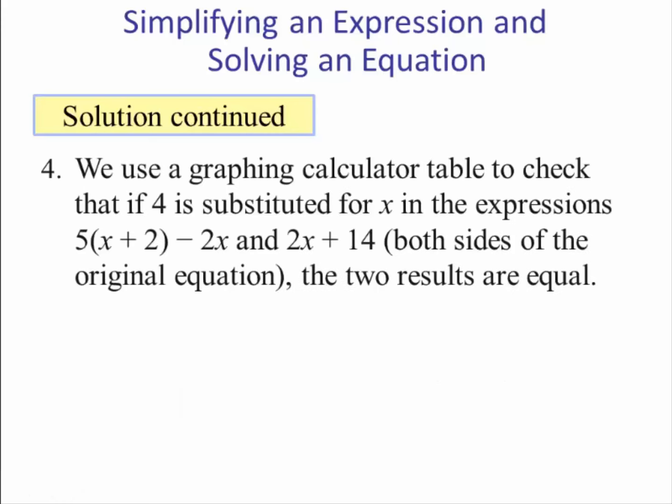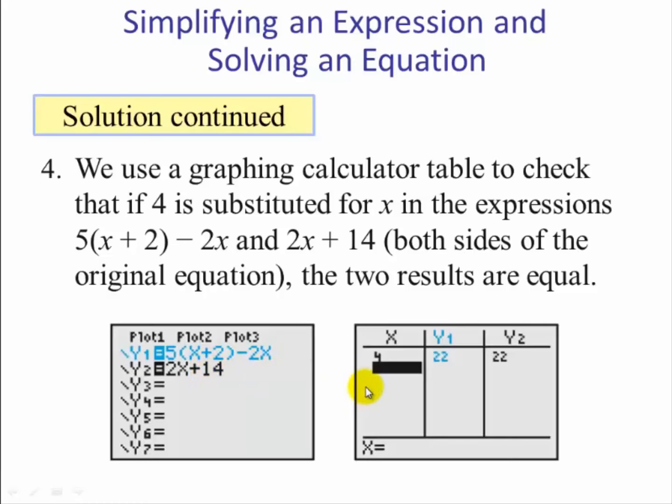Number 4, we use a graphing calculator table to check if 4 is substituted in for x into the expressions, the left hand side and the right hand side, the two results should be equal. So this is going to go in y1, this will go in y2, and we see when x is 4, y1 and y2 are the same value.